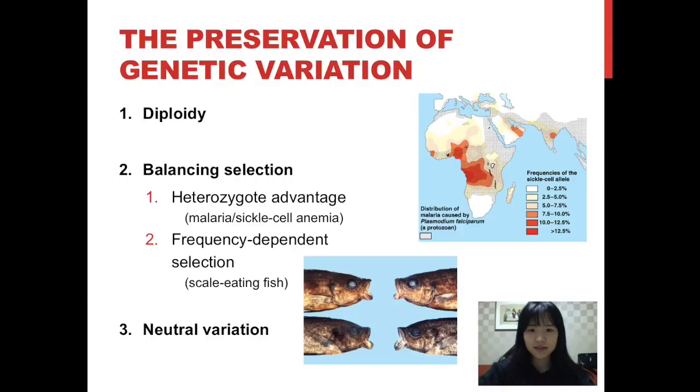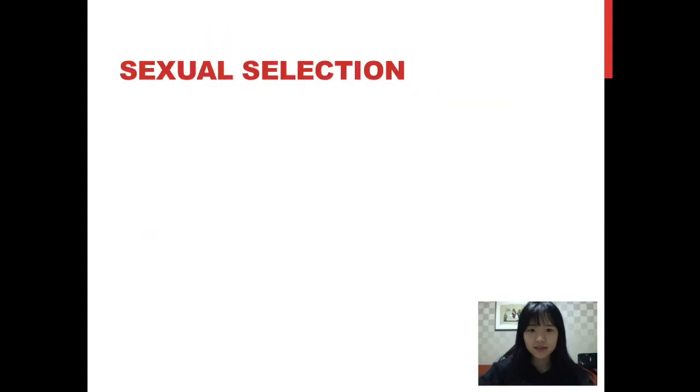Neutral variation is when DNA variation has little or no impact on reproductive success. Sexual selection is a form of natural selection where individuals with certain inherited characteristics are more likely than other individuals to obtain mates.